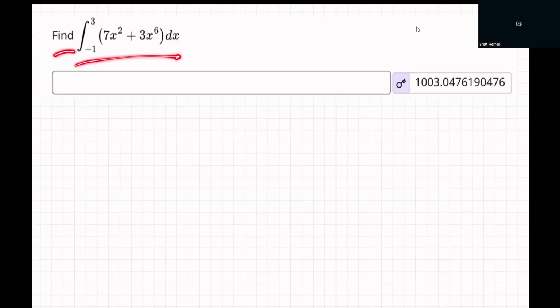Find the integral of this. And so the integral is the antiderivative. You've got to take the antiderivative. So how do we do that? Well, you know how to do the antiderivative.